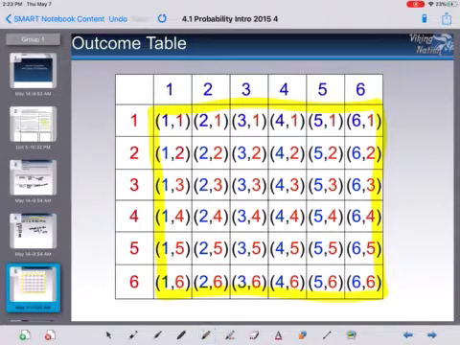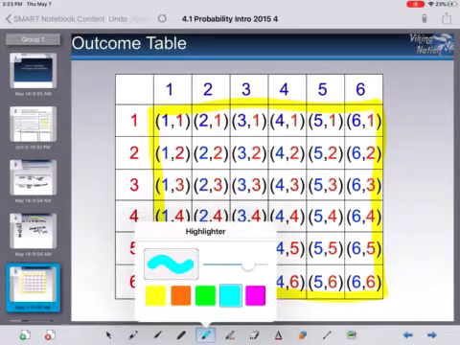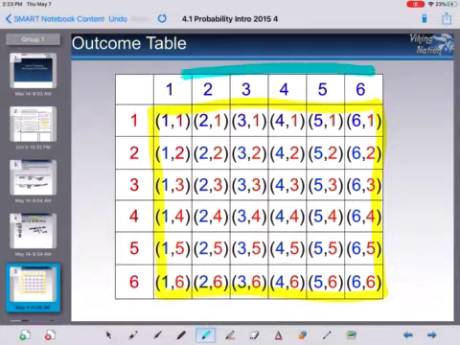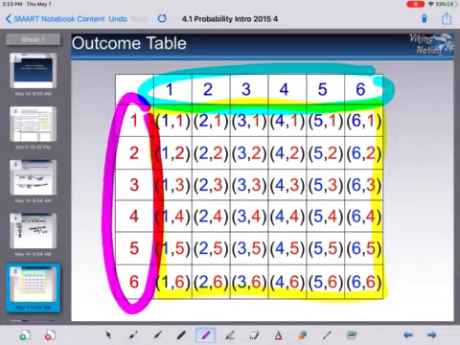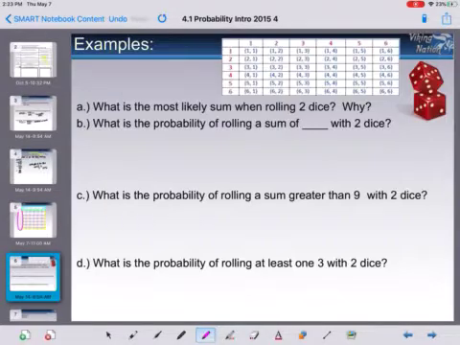The reason there's 36 is because there are 6 ways for me to roll one dice, and there are 6 ways for me to roll the other dice. Since it's an and, you end up multiplying 6 by 6 and get 36. It's also the area of the inside yellow box. Okay, and this can allow us to count how many ways different things are possible. So if I'm rolling 2 dice, for example, let's think, what is the most likely sum when rolling 2 dice? And why do you think that's the most likely sum?